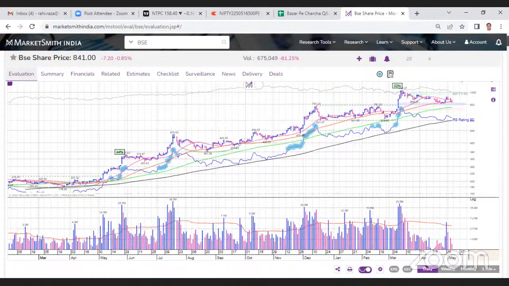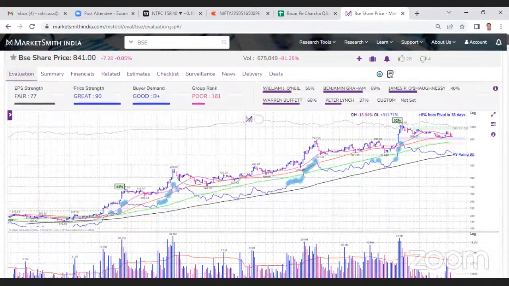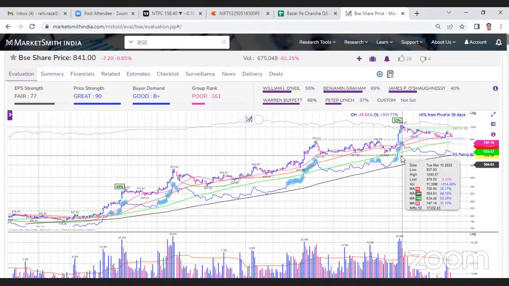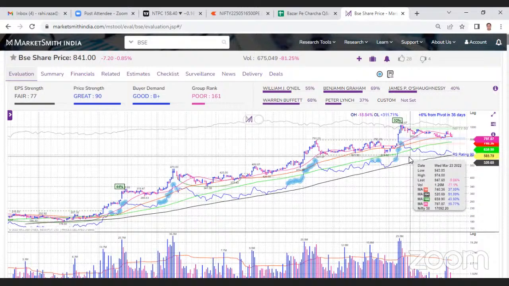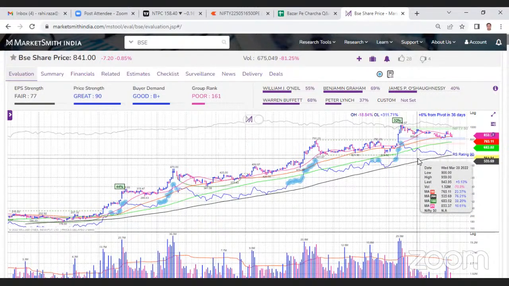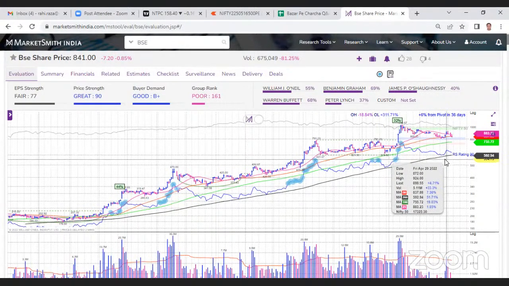BSE. So may I take BSE? Yes, please. This is the daily chart of BSE, and the stock is still 6% above its pivot level, but the stock has corrected a lot after hitting its recent high on the 14th of March, and from then it has deteriorated on the downside, as we have seen profit booking.